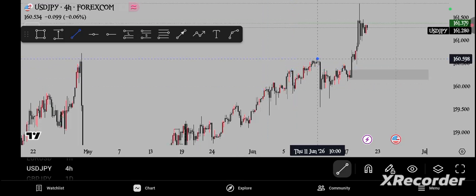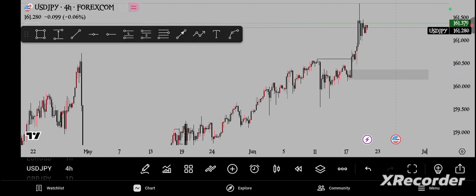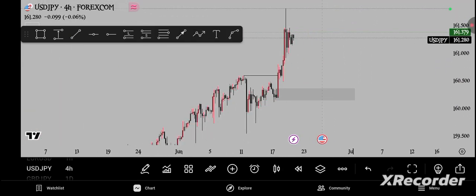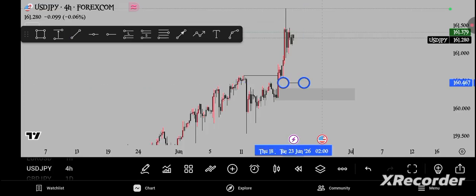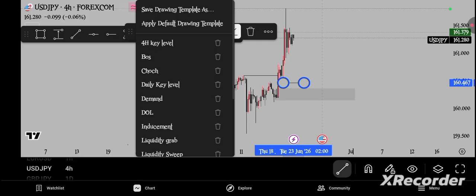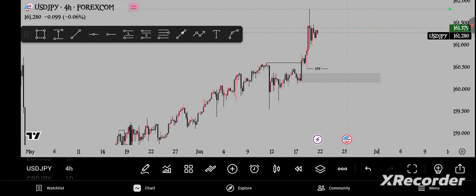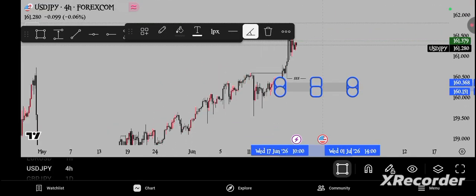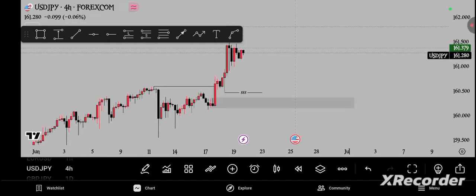I have this break of structure. This is the recent break of structure that happened. So now, after the break of structure, we have this inducement. We have these inducements. So we have this potential demand, sorry, to watch out for.